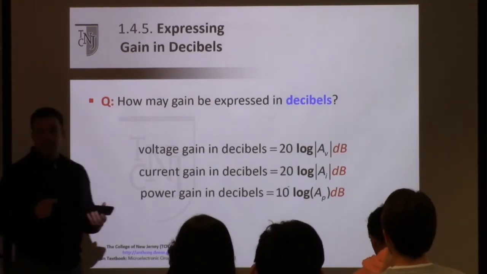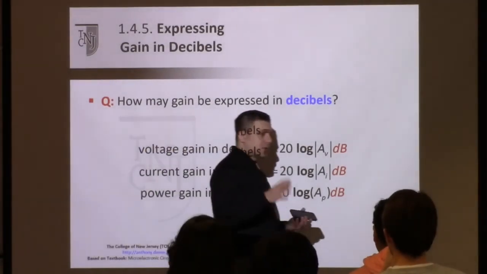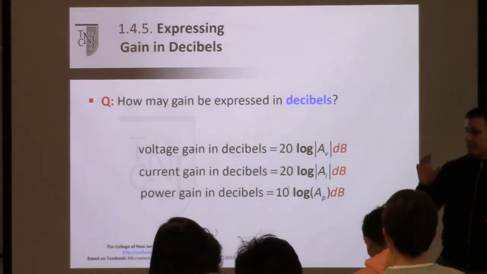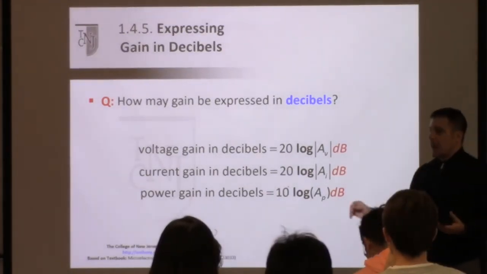The coefficient is 10 as opposed to 20, and the reason for that is because the coefficient needs to be different in order to maintain voltage times current equaling power.